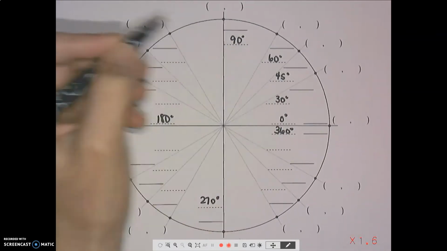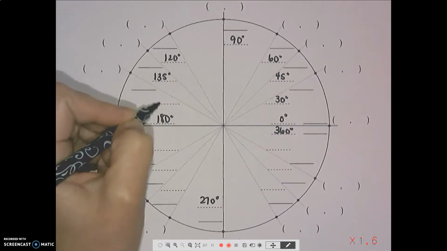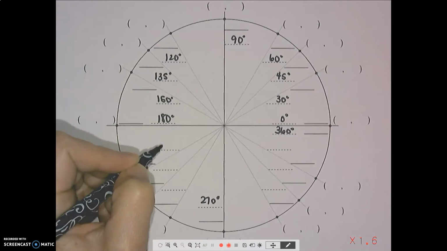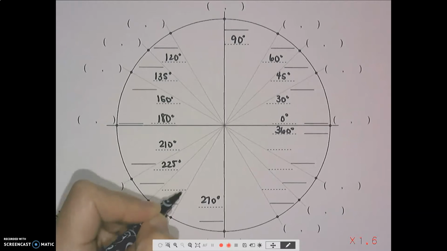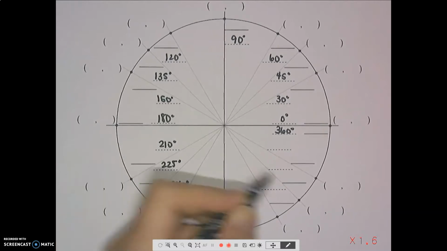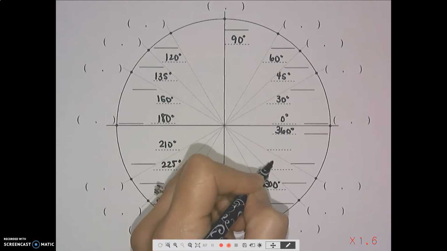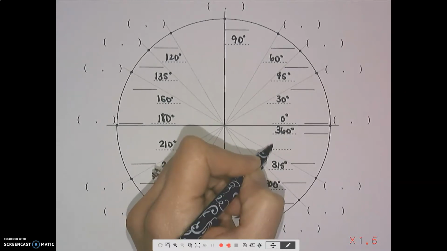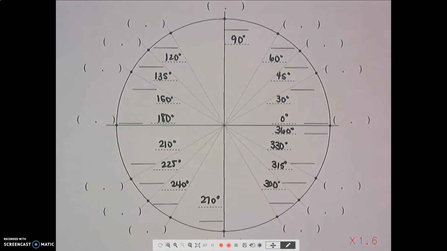All right, so we're going to go through and fill in the rest of those angle measures. Again, every big jump is 30 degrees, and every small jump is 15. Okay, so there is degrees.